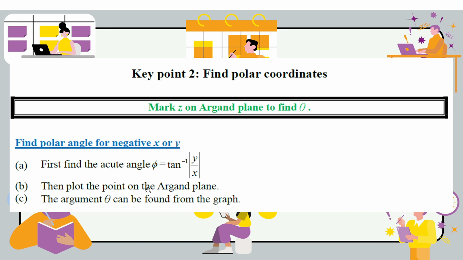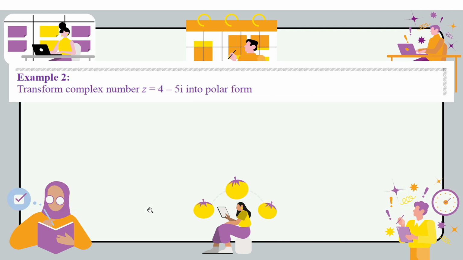And then plot the point on the Argand plane, and from the point on the plane, you notice how to find theta. Maybe theta is 180 degrees minus phi, or maybe 90 degrees plus phi, or whatever. Okay, you find out quickly.